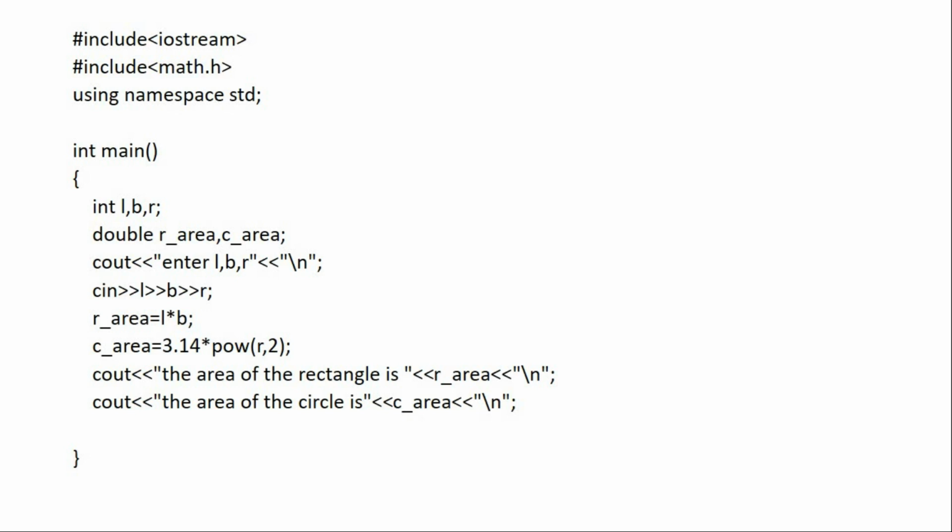And the next two lines are our output, that is, the area of the rectangle is r_area followed by a newline, and the area of the circle is c_area. That's how we're doing it. So that is our basic C++ program that we have understood.